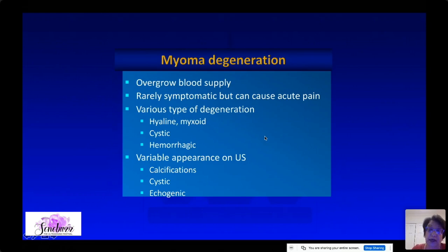If you have acute degeneration of myoma, and this can happen sometimes in pregnancy in particular, that's one of the times when myoma can cause pain. Otherwise, they usually don't cause pain. They can cause vaginal bleeding, but no pain.